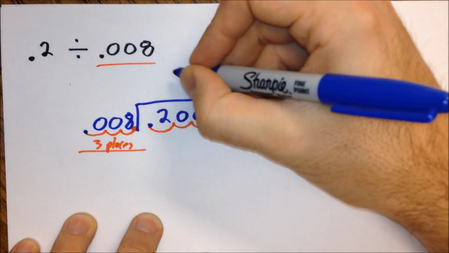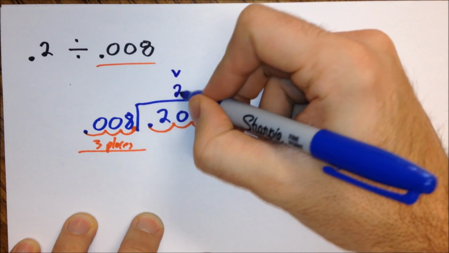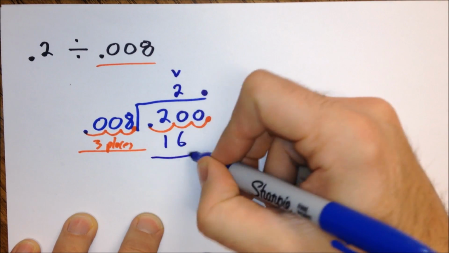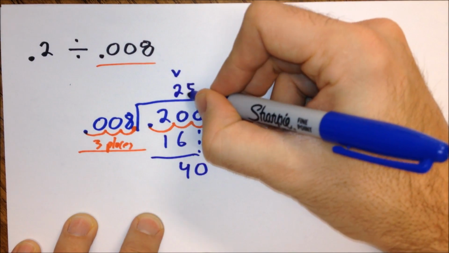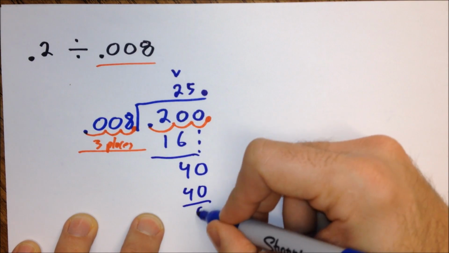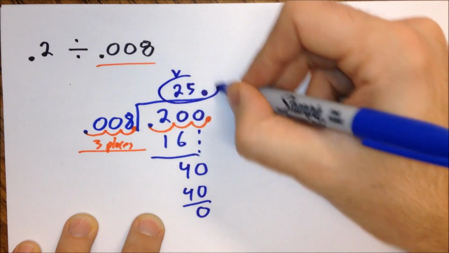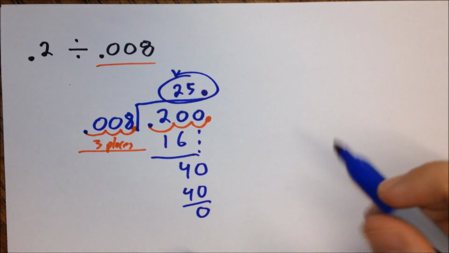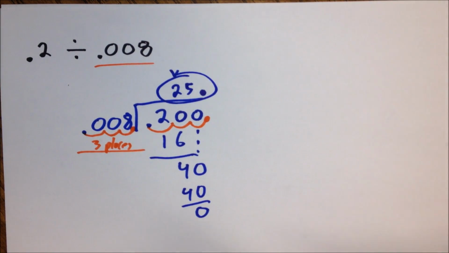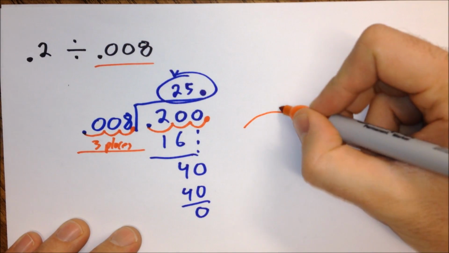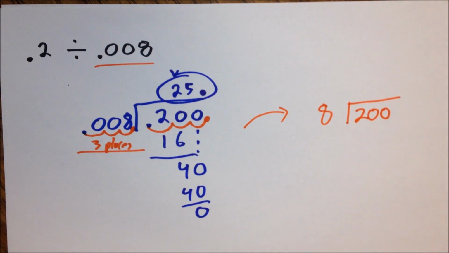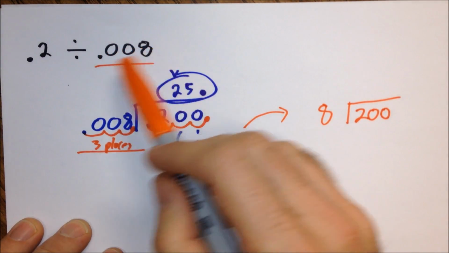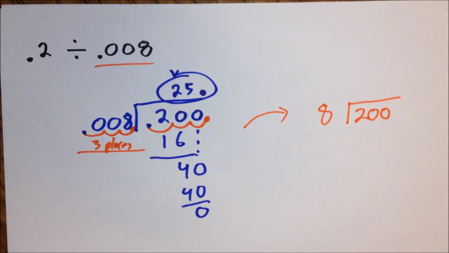So look at 8. 8 goes into 20 2 times, and that leaves me 16. I get a remainder of 4. I bring down my 0. 8 goes into 40 5 times. 8 times 5 is 40. I have no remainder, and so my answer is 25, and there was no decimal point. Notice that the problem that I solved was the exact same as the problem of 200 divided by 8. So I moved the decimal point over 3 times, 1, 2, 3, and then I moved 1, 2, 3, and I got an equivalent problem that had no decimals in it.